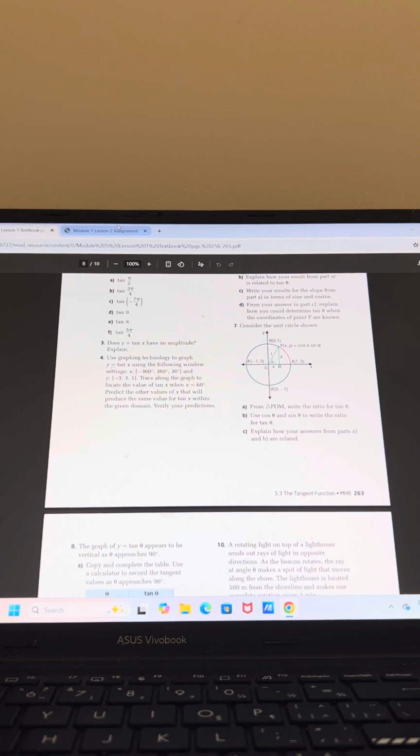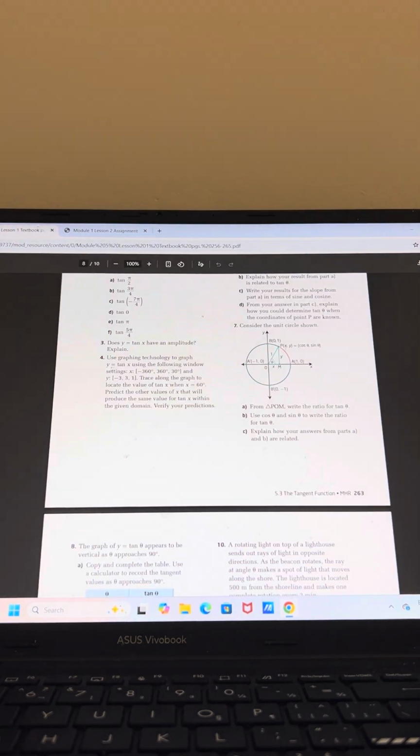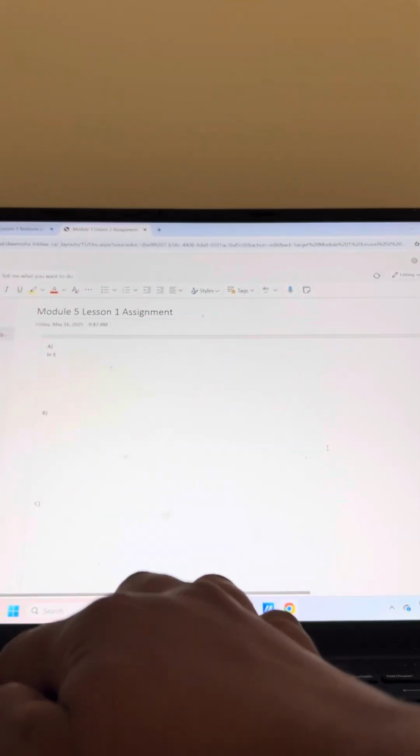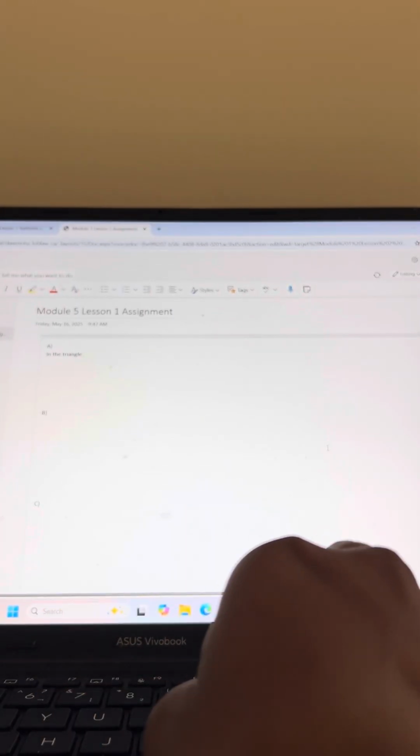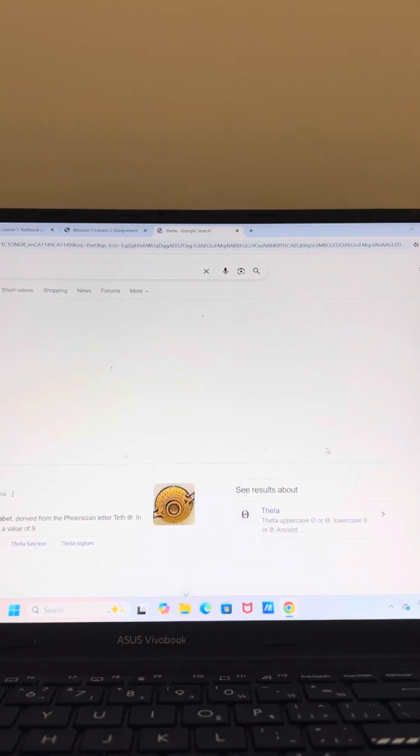So let's get started with A here. So in our right triangle right here, the opposite side to theta is y, and the adjacent side to theta is x, right? So let's write that down. In the triangle, POM equals theta.